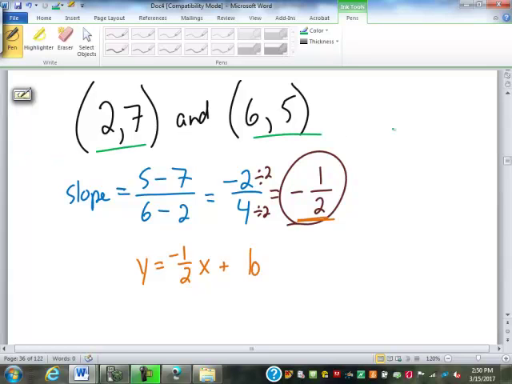We pick either one. It doesn't matter. So which one are you going to take? 6, 5 works for me. So y is going to be 5. And x is going to be 6.